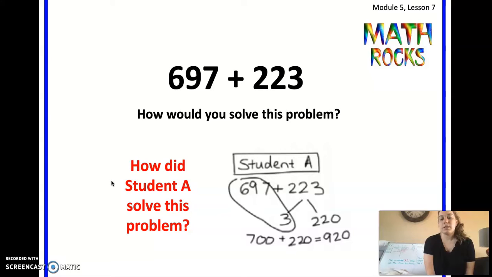Good, they used a number bond. So they tried to get the 697, they saw that was really close to the next 100, which was what? Good, 700. And they knew to get from 697 to 700, you needed 3 more. So they took the 3 from the 223 and they added it to the 697 and got 700. And then when they took that 3 out, the 220 was left. So now they had to add 700 plus 220, which equals 920. So when they do that, they can use the place value chart if you need to. If not, that's okay.